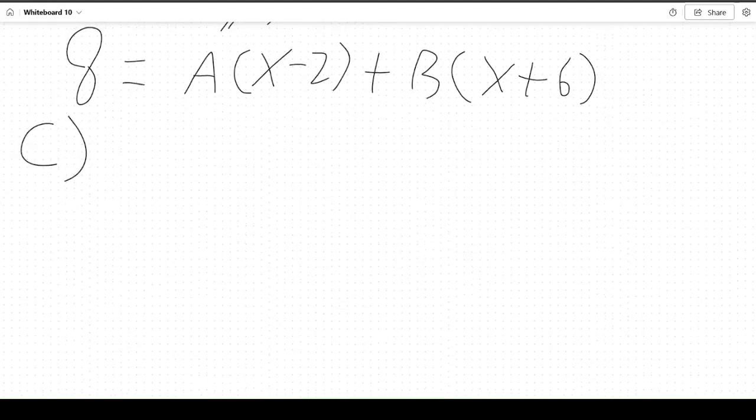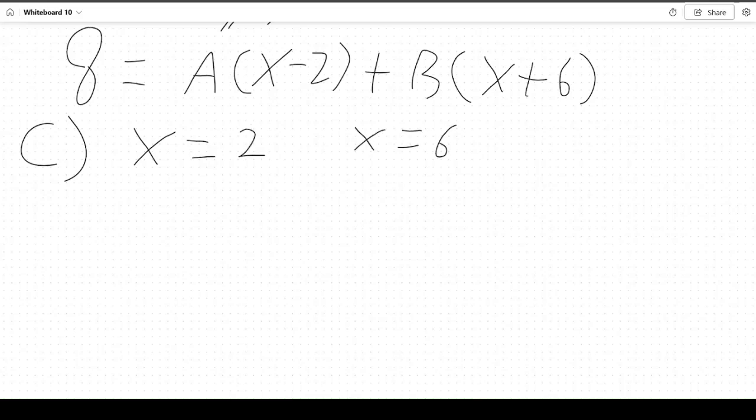Now, what we have so far, we are going to plug in different values for x. What I mean by that is, for these values, x minus 2 and x plus 6, we're going to plug in the opposite of each value. So the opposite of negative 2 is 2, and the opposite of 6 is negative 6. So our x's will be 2 and negative 6. And now we're going to plug them in, but separately.